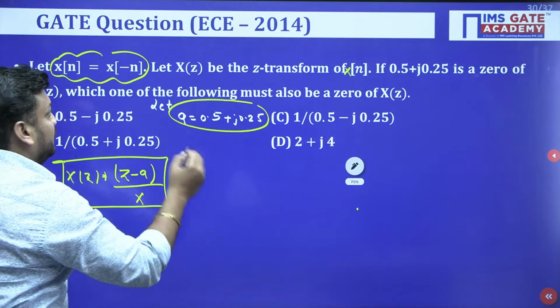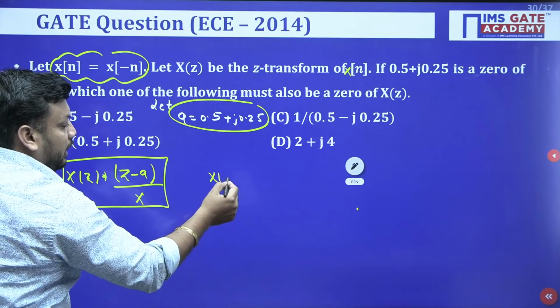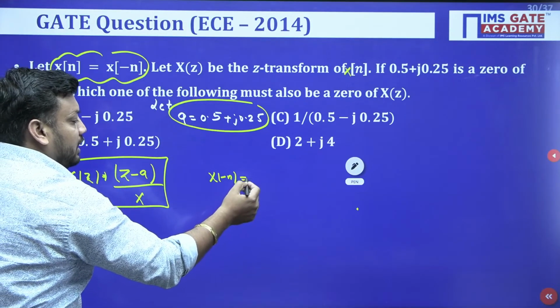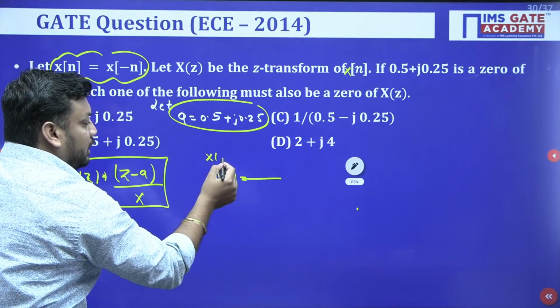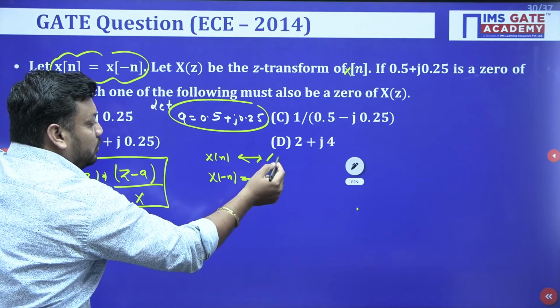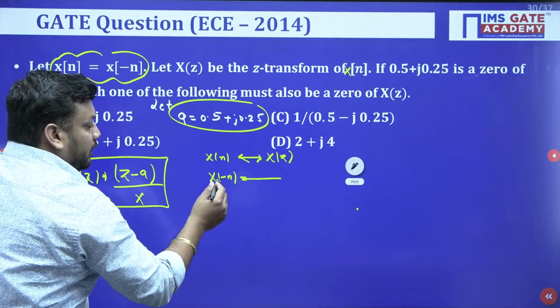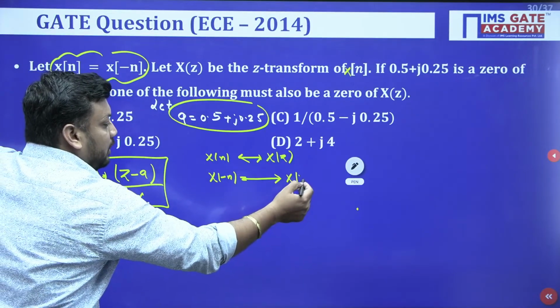So if it satisfies time reversal, we know that the Z transform of x[-n]: if the Z transform of x[n] is X(z), then the Z transform of x[-n] is nothing but X(z inverse).